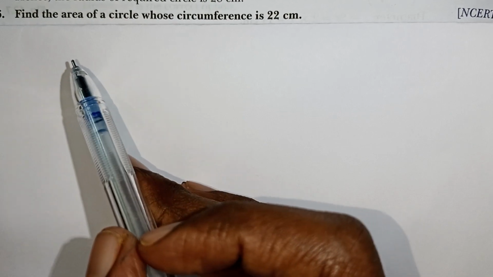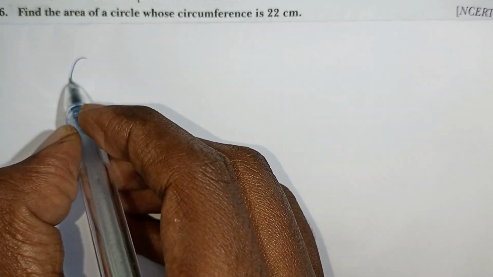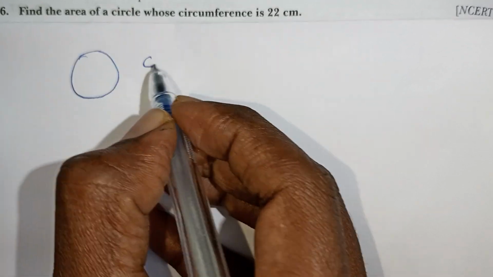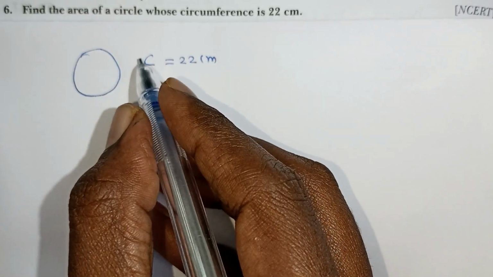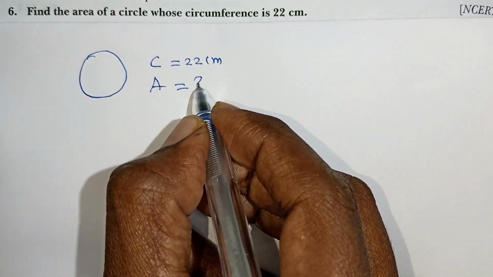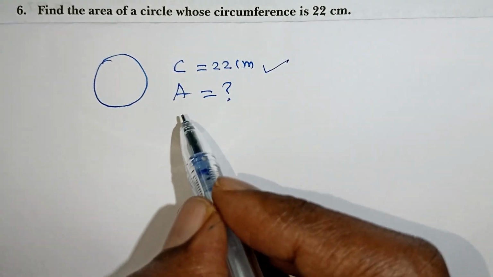Look at the next question. Find the area of the circle whose circumference is 22. So there is a circle. The circumference of the circle is 22 centimeter. Then they are asking to find the area of the circle. So the radius is not given to us. By using the circumference value, we have to find the area.